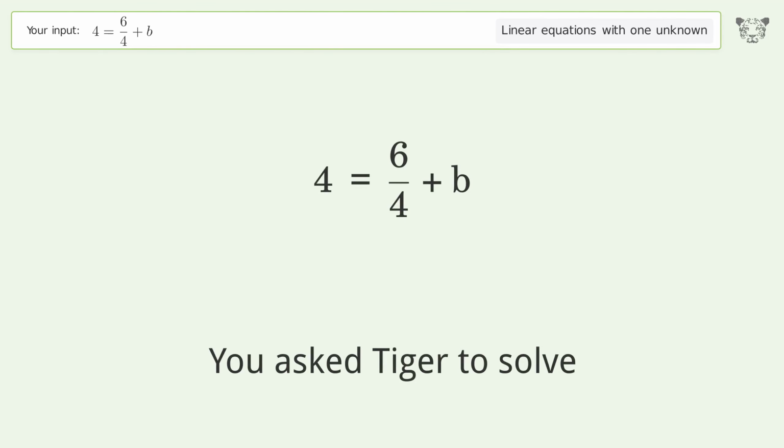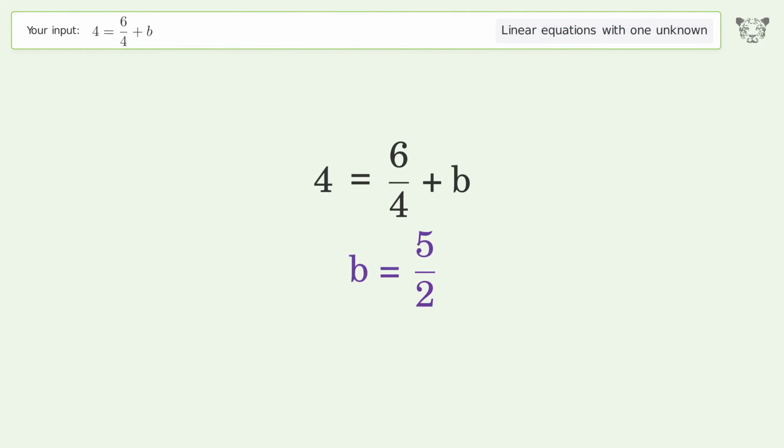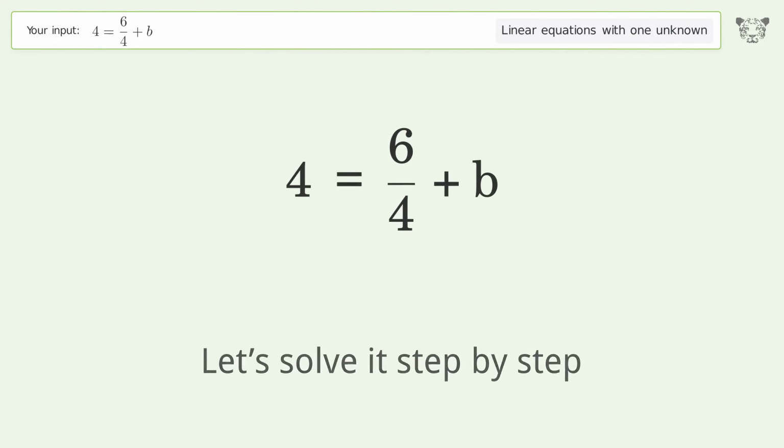You ask Tiger to solve. This deals with linear equations with one unknown. The final result is b equals 5/2. Let's solve it step by step.